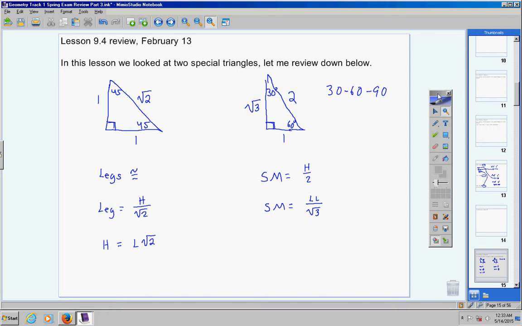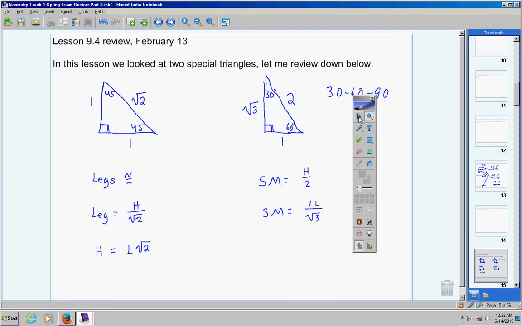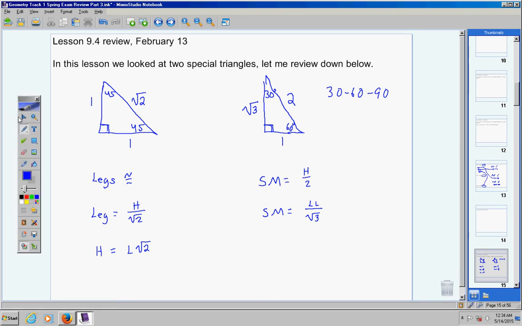Let me slide this over here. My pen is messing up like it loves to do, so hold on 1 second here. Alright. Now, I should have put SL for smaller leg. So my smaller leg equals the hypotenuse divided by 2, or you can also say it equals the longer leg divided by the square root of 3. Now I give you both of those because you never know when you're going to need one or the other.